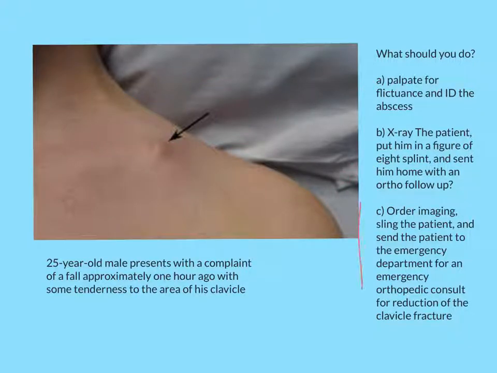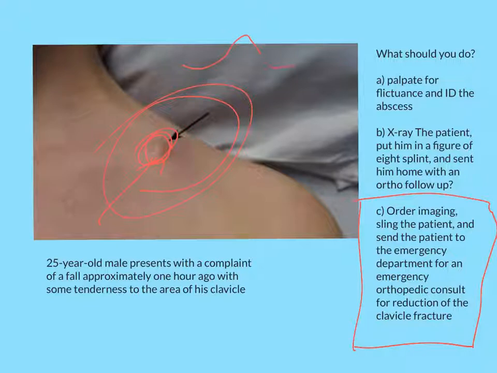And the answer is order imaging, sling the patient, and send the patient to the emergency department for an emergency orthopedic consult for reduction of the clavicular fracture. And the reason is there's tenting over the skin, and even though it may not seem like a significant amount, the fact is this little area over here right now, if you were to look at it sideways, there is a piece of bone pressing on the skin.